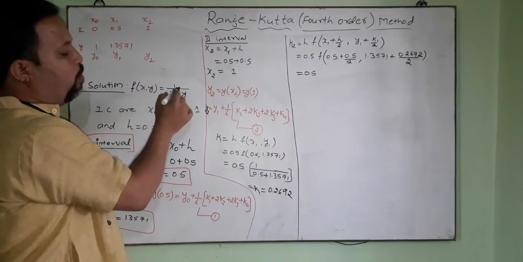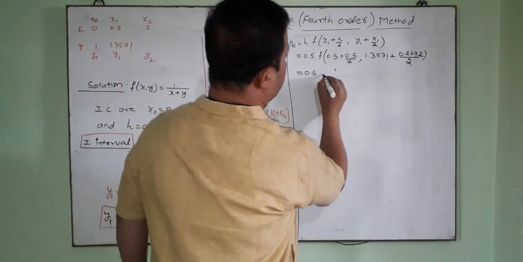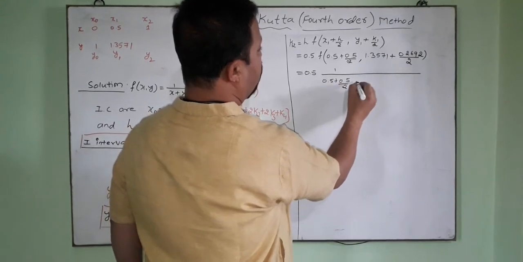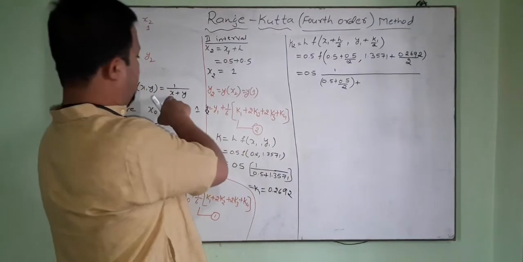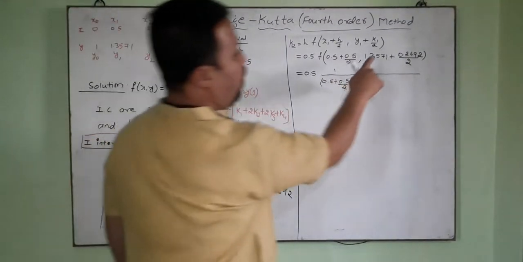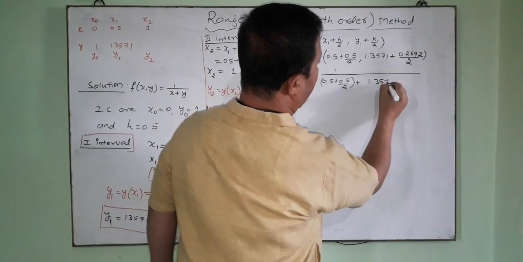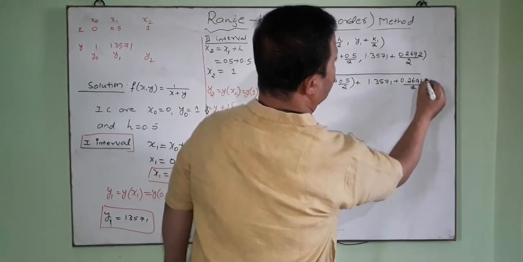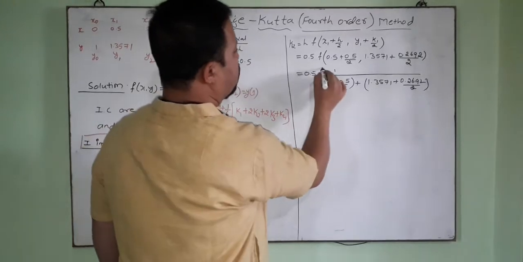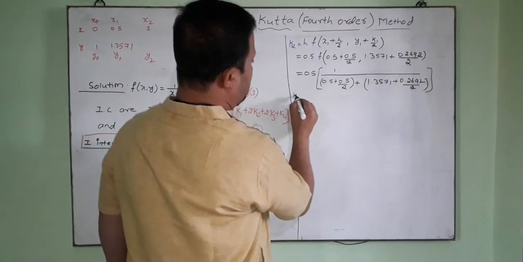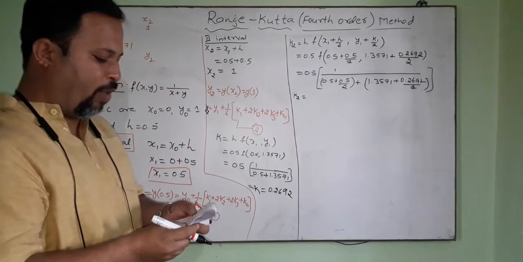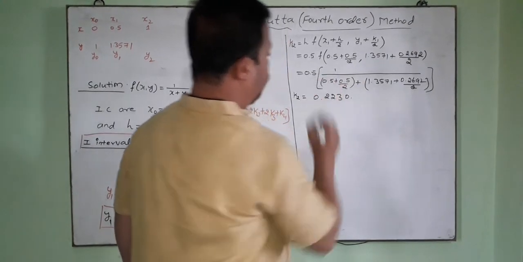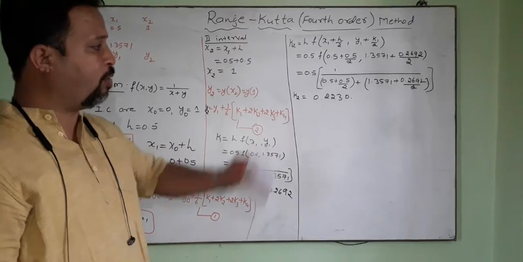Now substituting into the function 1 divided by x plus y, that is 1 divided by 0.5 plus 0.5 divided by 2, plus y, which is 1.3571 plus 0.2692 divided by 2. Now if we simplify this, my k2 value will be 0.2230. So now I have got the value of k2.